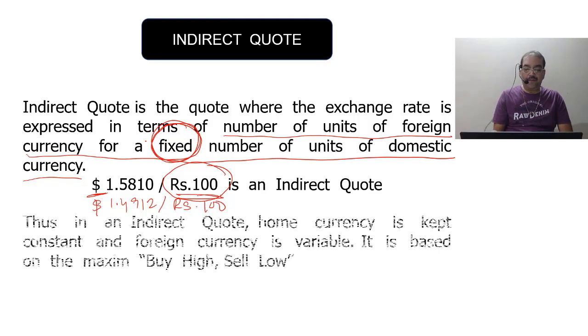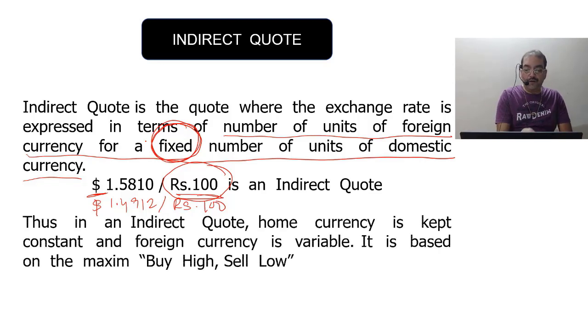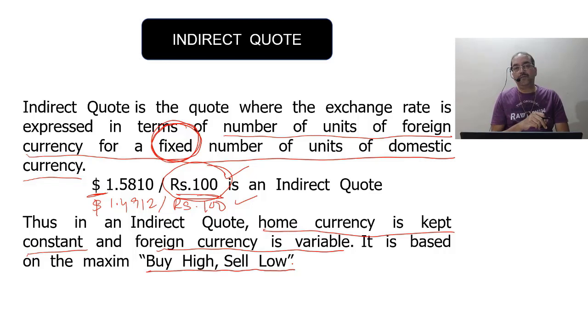So what is the maxim here? And what is the variable currency and the fixed currency? The variable currency is the left hand side currency, that is the foreign currency. So home currency is kept fixed. Here also it is 100, here also it is 100. What is variable? Foreign currency is variable. What is the maxim? Buy high and sell low. Buy what? Buy dollars. You can't buy your own currency here.